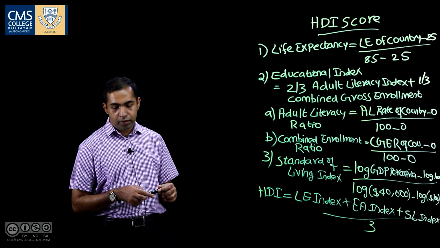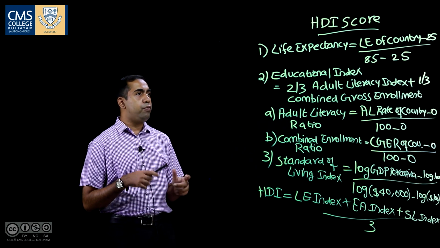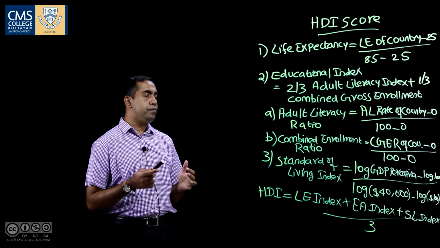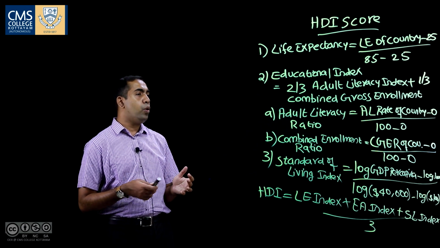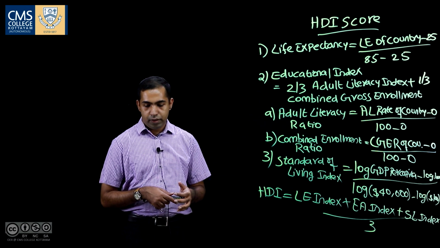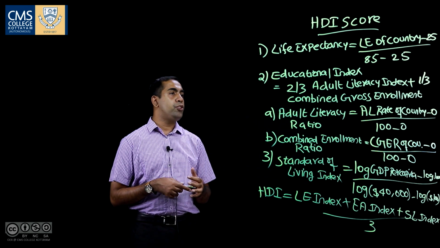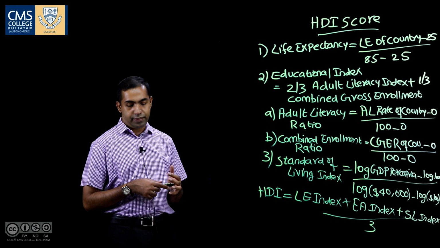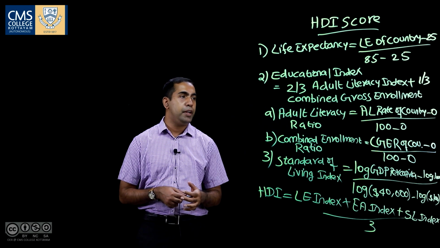Third one is that the exponents of this theory, that is the UNDP and Mahbub ul Haq, ignore the quality component, that is, it takes into account only the quantitative aspects of the index. So, these are all about the human development index.